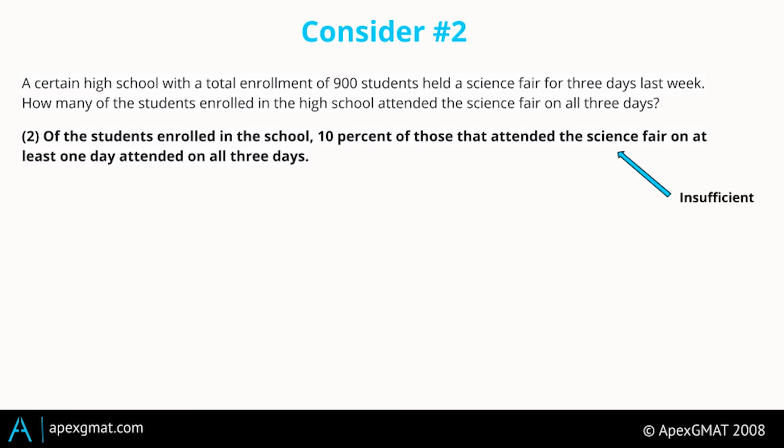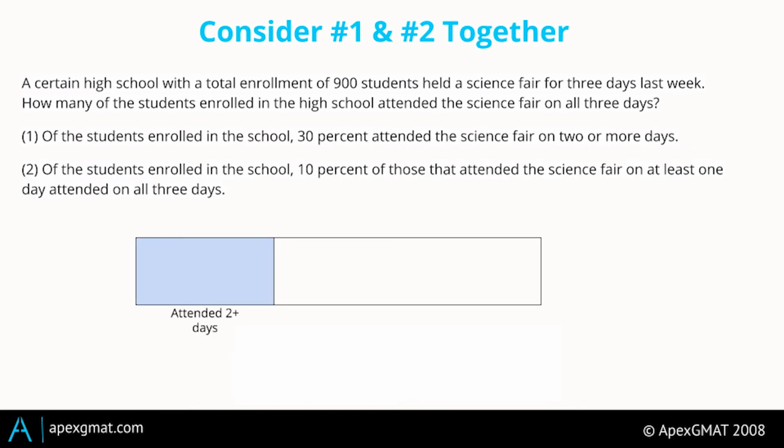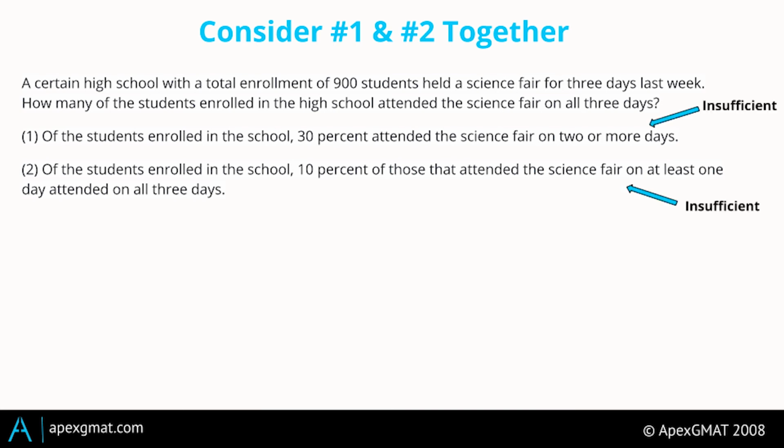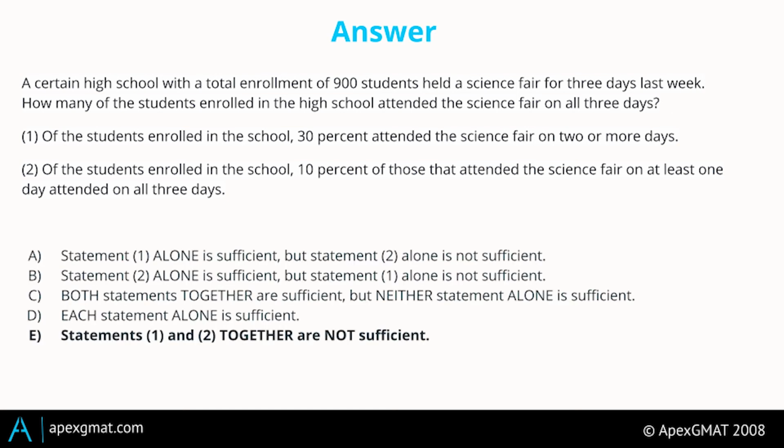So 2 is insufficient. When we try and combine them, notice that the information from 2 slices and dices a piece of information that 1 doesn't give us. There's no way to reconcile the 10% from that big group into the group that just attended 2 days or 3 days. Therefore, we don't have enough information. The answer choice is E. Both together are still insufficient.